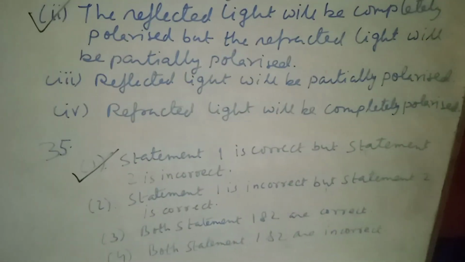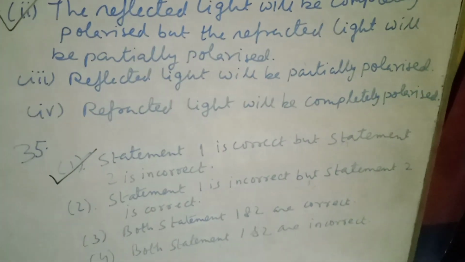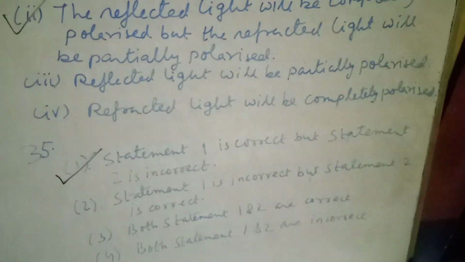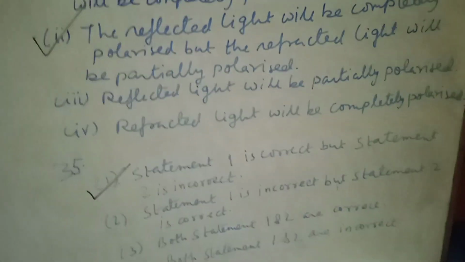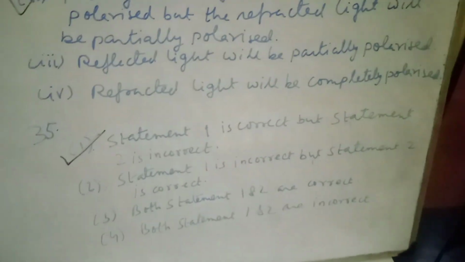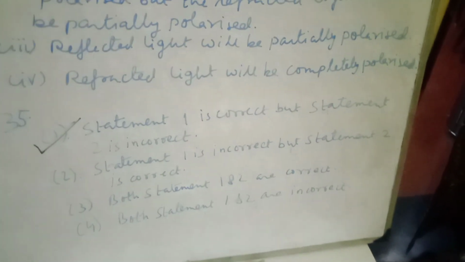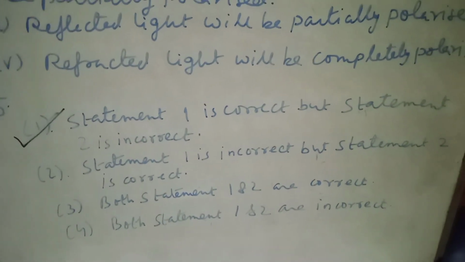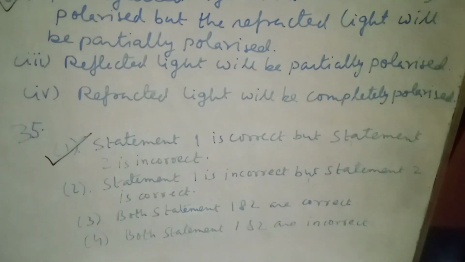Next, coming to number 35. Statement 1: an atom is neutral because an equal number of positive and negative charges are there. Statement 2: they emit spectrum. So I believe statement 1 is correct, but statement 2 is not correct. Statement 1 incorrect and statement 2 correct is not possible. Both statements 1 and 2 correct, and both incorrect, are not possible. So option number 1 is correct.